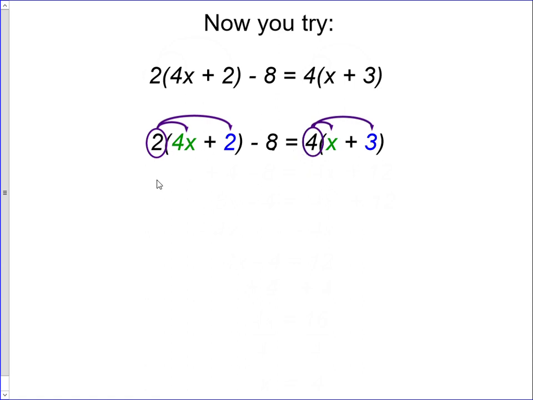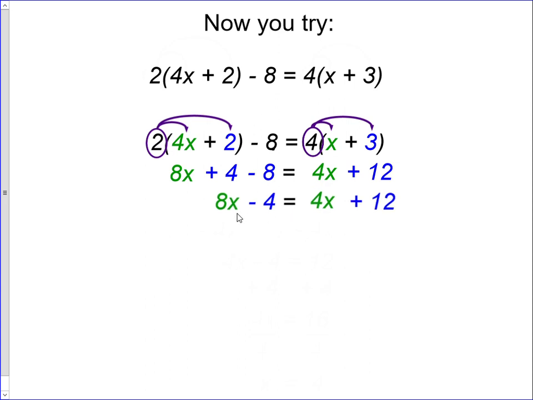When I do that, I'm going to end up with 2 times 4x is 8x, and then 2 times a positive 2 is plus 4. And then I'm going to bring down my subtract 8. On the other side, 4 times x is 4x, and 4 times a positive 3 is positive 12. On the left-hand side of the equation, I can combine the terms 4 and negative 8. When I combine those two terms, I get a negative 4. So I'm left with 8x minus 4 is equal to 4x plus 12.